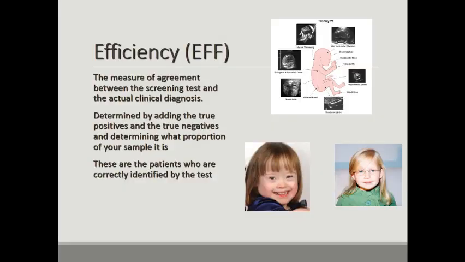Efficiency is another thing we're going to look for when we're looking at our test. Efficiency is how many times the screening test and the actual clinical diagnosis agree. Efficiency is determined by adding the true positives and the true negatives and determining what proportion of your sample that is. Efficiency is the number of patients who are correctly identified by the test. Ultrasound can be used to screen for trisomy 21 or Down syndrome. The efficiency of the test tells us how many of the ultrasounds correctly identify fetuses that have Down syndrome and fetuses that do not have Down syndrome. You want a very efficient screen because false positives and false negatives both have significant implications for patients.